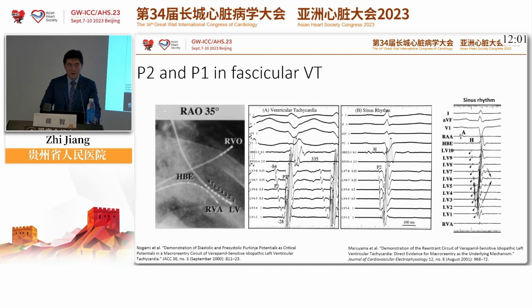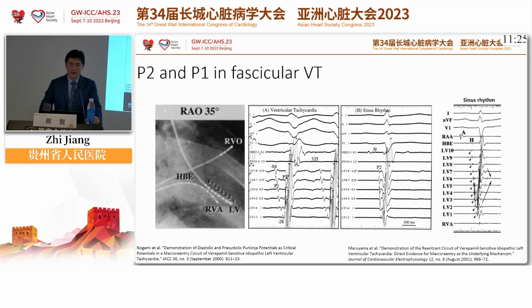And if we want to state clearly the relationship between false tendon and the fascicular VT, we should go over the milestone evidences that had illustrated the mechanism of the fascicular ventricular tachycardia. In 2000, Dr. Nogami mapped 2 distinct potentials in the left mid septum by using a multipolar linear catheter. Yeah, this one. The first potential was the P2.